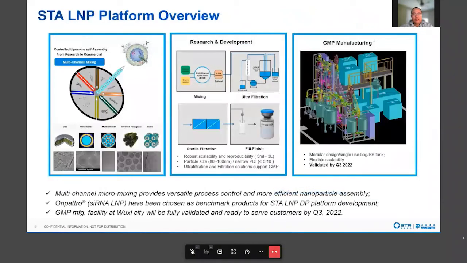In the following slides, I will go over the LNP platform development and capacity at WuXi TIDES. I hope to provide detailed information on our platform and look forward to future collaboration with current and new customers for oligo LNP drug product development.